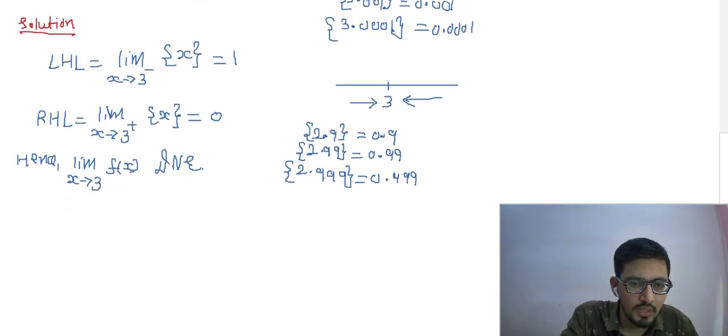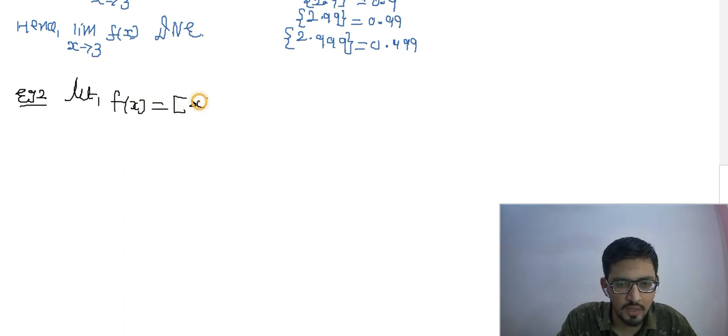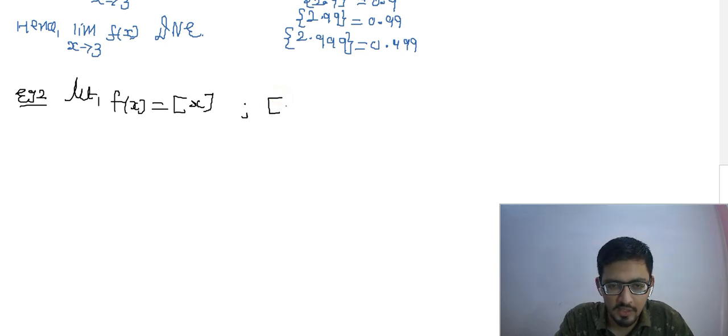Now see one more example, example number 2. Let f of x be equal to the greatest integer of x. If just square bracket x is written, it does not mean it is a greatest integer function. Explicitly they should mention it in the question, otherwise it will be treated as just a bracket.